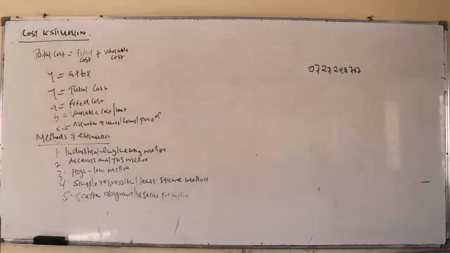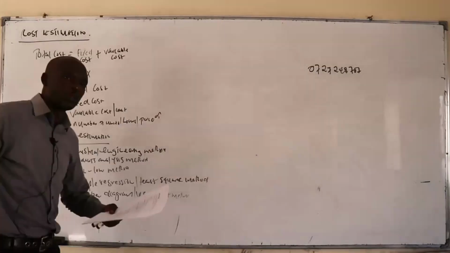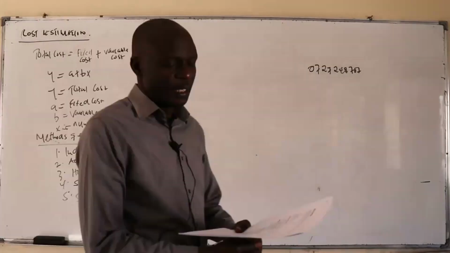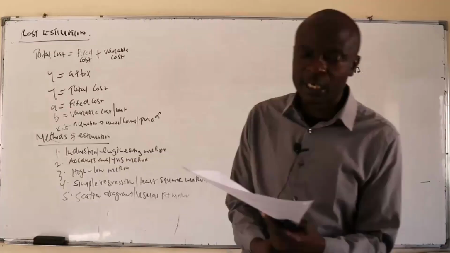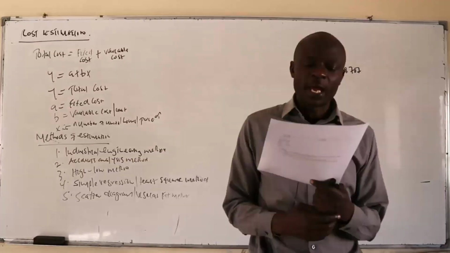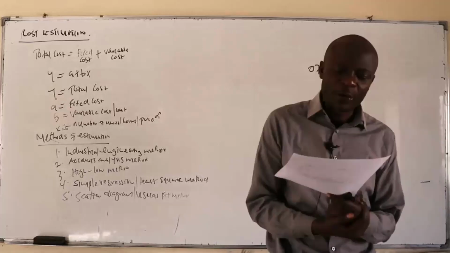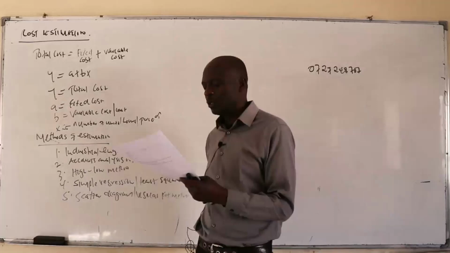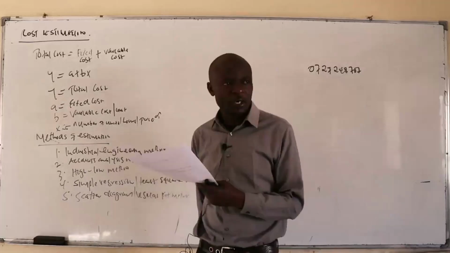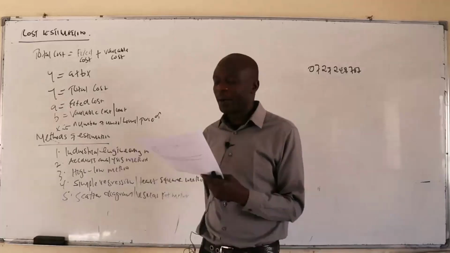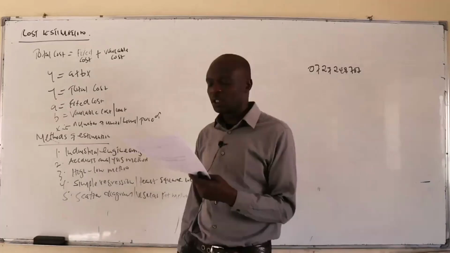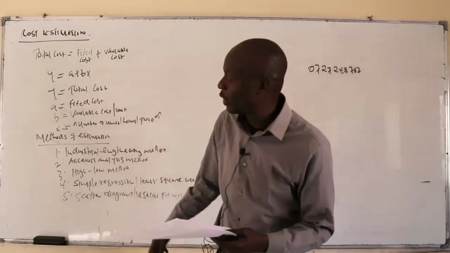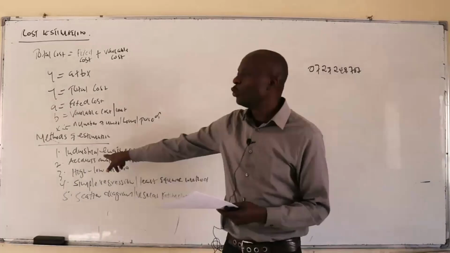So we start with number one, the industrial engineering method. When you check the notes, it is well written. This is where a professional engineer or an experienced person, not necessarily a professional engineer, or a professional in a particular field, applies his skills, knowledge, and experience to determine the relationship between inputs and outputs. In other words, you use your experience, skills, and knowledge to predict costs.